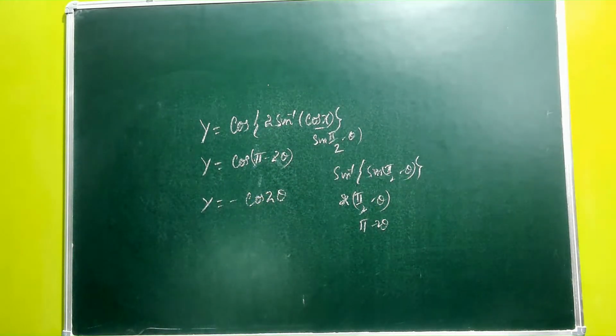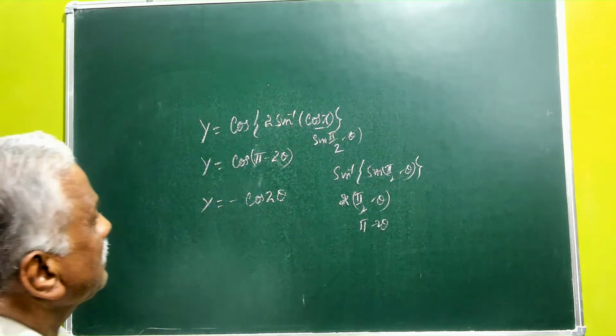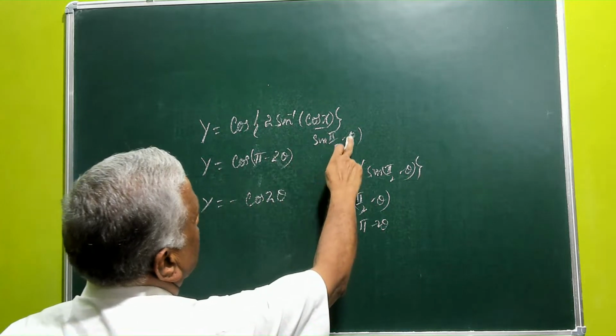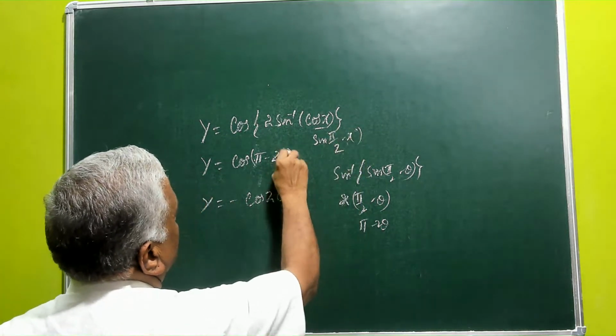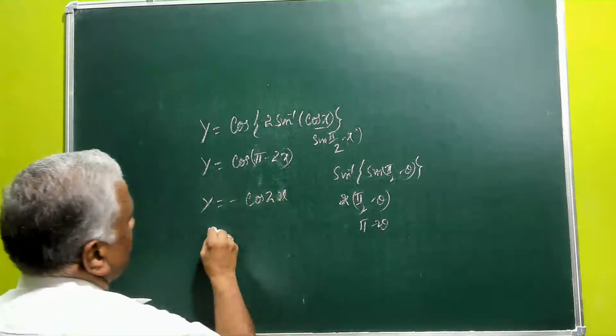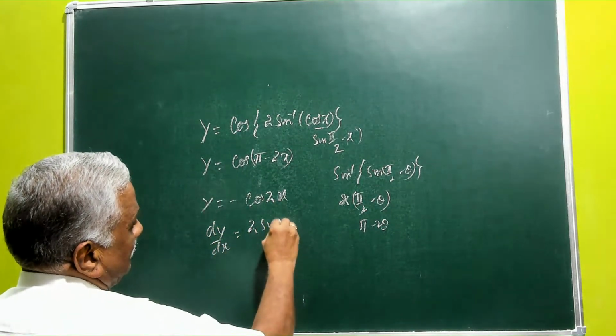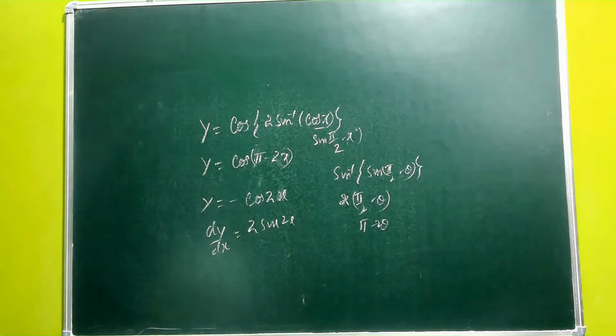Now the problem is not over. You should differentiate that. What's the derivative of this? Sorry, this is not theta, this is x. So you get minus cos 2x. Differentiation of this is 2 sin 2x, and the minus sign cancels.